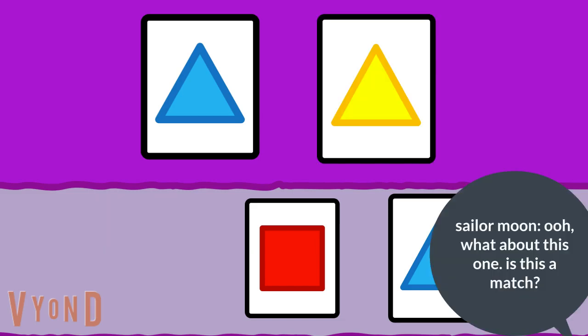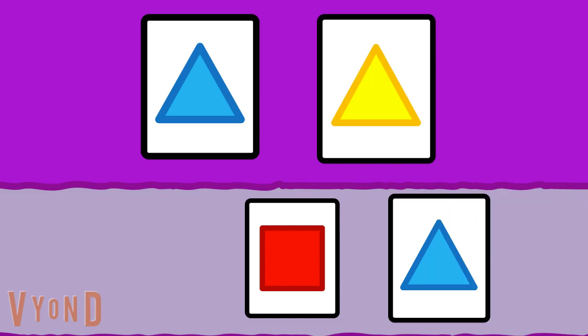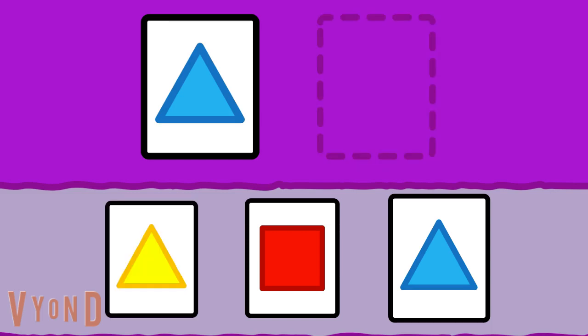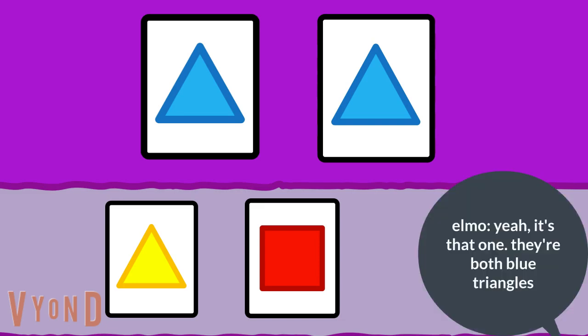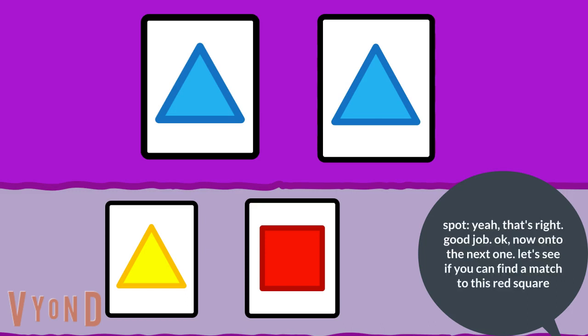Ooh, what about this one? Is this a match? No! No, you're right. These cards do show two triangles. But one is blue and one is yellow. But they don't match. All right. Let's keep on looking. Let's see. What about this one? Is this a match? Yeah! Yeah, it's that one. They're both blue triangles. Yeah, that's right. Good job.